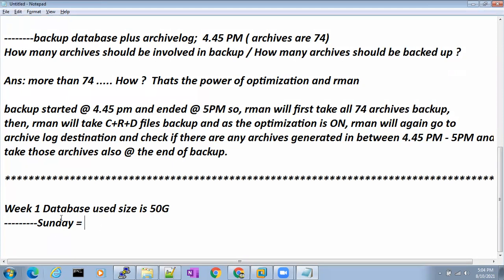Okay. So week 1, I have started my database backups. Database used size. Why used size? RMAN has the capability to take only the used blocks. Yes or no? Right? So my next question: I'm taking a database whose used size is 50 GB. Sunday I have started a backup. For example, I have given this command: backup database.